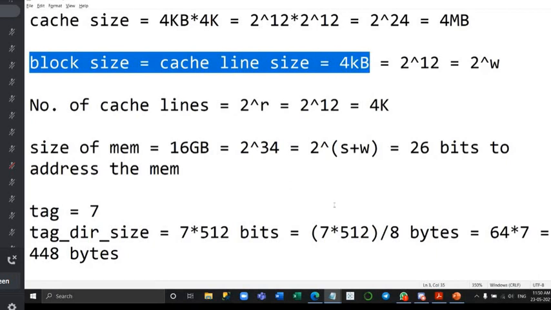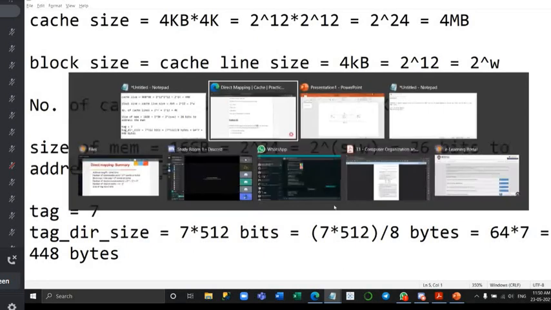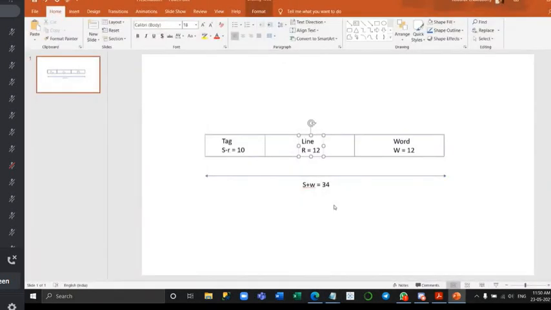Now we found out the value of R. R is 12, tag is 10, W is 12. W we found out from the block size, right? 4 KB is 2 to the power 12. So W is 12. Since W is 12, 12 plus 10 is 22. Out of 34 bits, 22 have been taken by the tag and the word. The remaining 12 bits are for the line, which is R. So the value of R is 12.